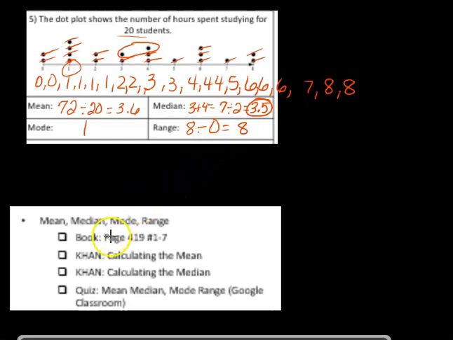All right. So now on your checklist, this was your lesson. Finish this packet. Finish the little pamphlet thing. In the book, you're going to do page 419, numbers 1 through 7. You've got 2 Khan Academies. Be prepared for the quiz.